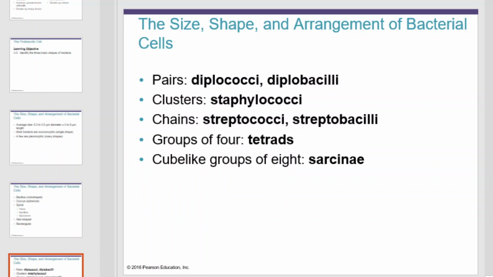Bacterial cells, or prokaryotes, may also form interesting cellular arrangements where the cells are paired, clustered, in chains, groups of 4, or cube-like in groups of 8. If they are paired, they are referred to as diplo. They might be diplococcus or diplobacillus, depending upon the cell shape. Clusters are staphylo, chains are strepto, groups of 4 are tetrads, and cube-like groups of 8 are sarcinae.